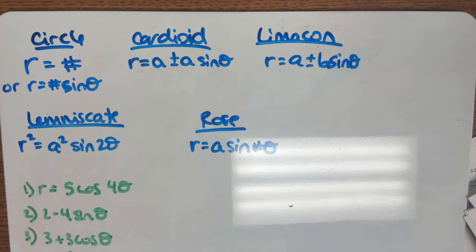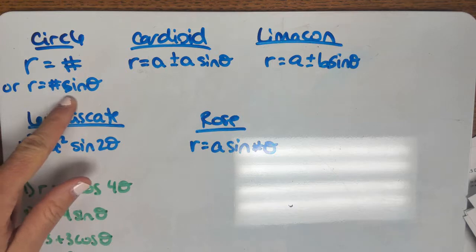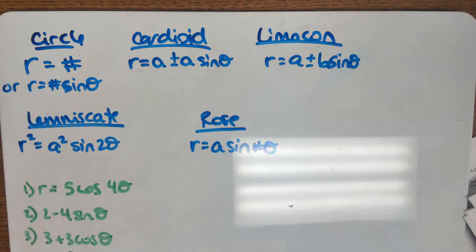They're pretty cool. If you think about a circle, it's just going to be r equals some number, or r equals n. Or it could be r equals some number times sine of theta, or cosine of theta. All of these, I put sine, they could easily be cosine. Sines are going to be oriented on the y-axis, so vertically. Cosines will be oriented along the x-axis.